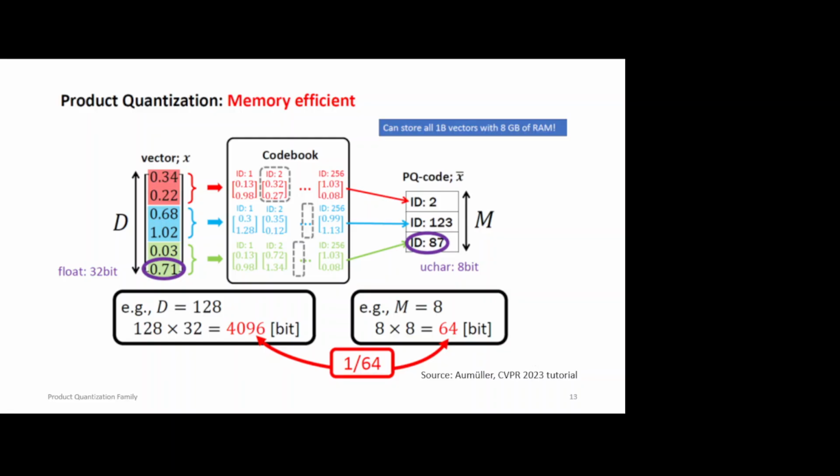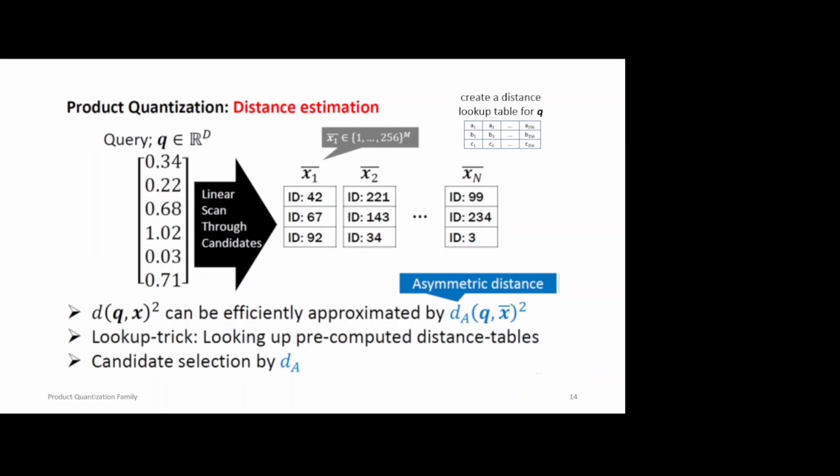Any problems? So it can save your memory. Another question is, can we calculate the distance between the query and this quantized vector of centroid IDs? No problem. We can apply asymmetric distance computation to do it. Let me show you the process.